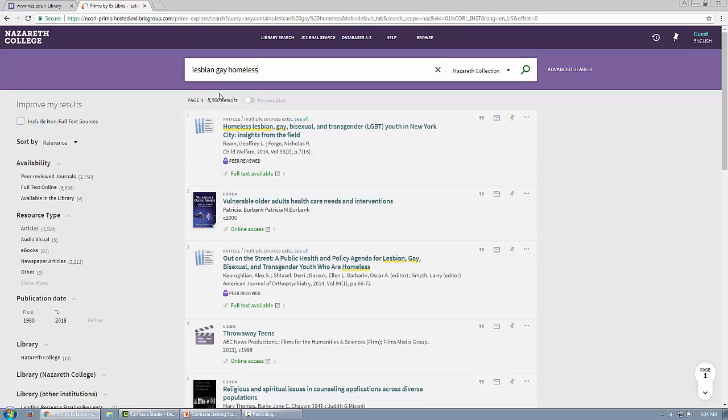And that has essentially doubled my search results, which is almost counterintuitive because I'm using more keywords. But what I've done is I've expanded my search by spelling out this acronym, and more scholars are going to be using these terms than are going to be using LGBT.